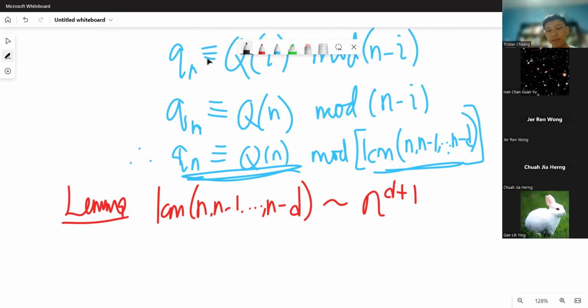So we can prove it's easily less than or equal to the product of all of them, which is n to the d plus 1, with the same growth order. How do you prove the other side? How do you prove it's at least some constant times n to the d plus 1?